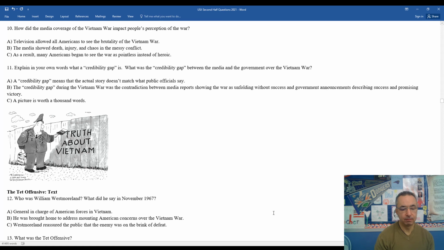12, who was General William Westmoreland? He was the general in charge of the American forces in Vietnam. He was brought home to address mounting concerns over the Vietnam War. And Westmoreland reassured the public that the enemy was on the brink of defeat. That cartoon would make a lot of sense to attribute to Westmoreland.